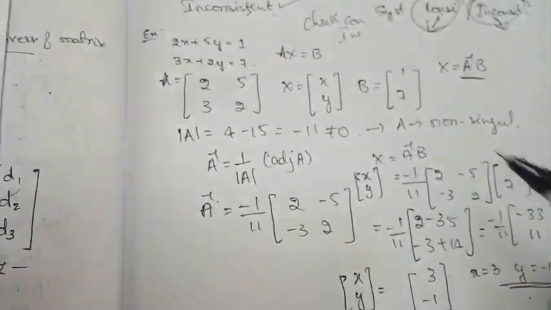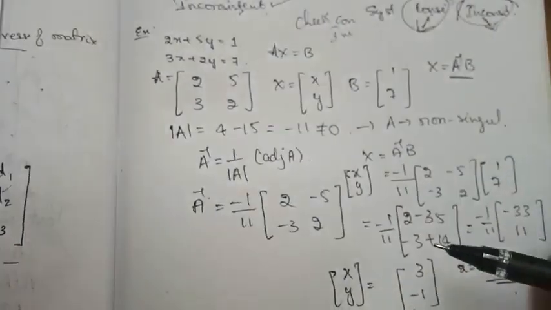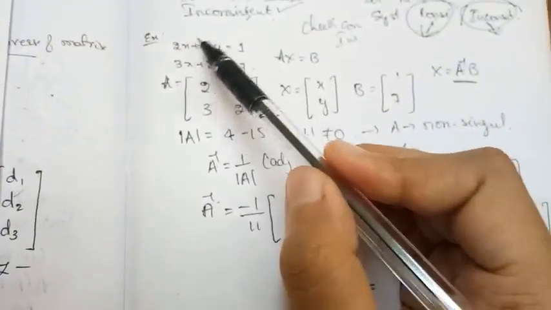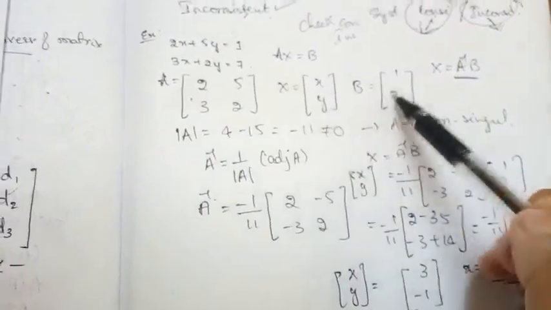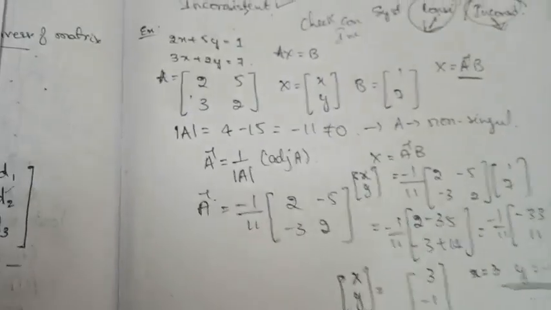So if you are asked to check the consistency or inconsistency of a given system, you can go with it by writing the given system in the form A, X and B.